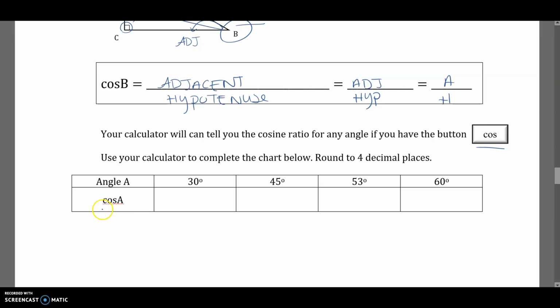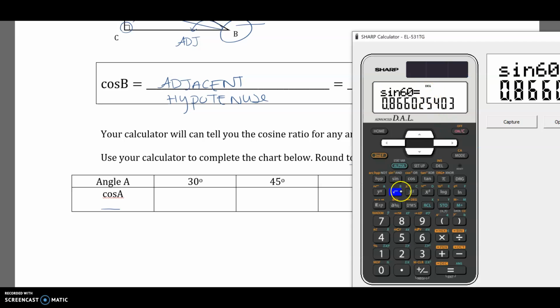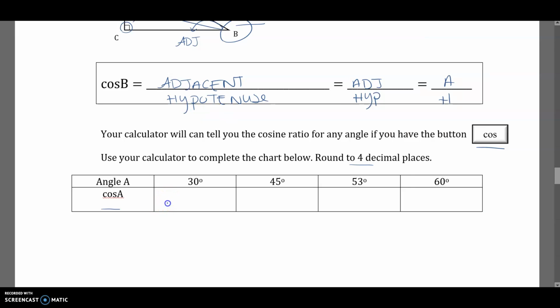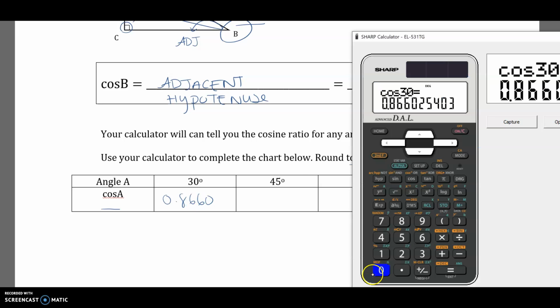So again, we'll find now the cos of these angles to 4 decimal places. On your calculator, make sure you're in degrees. Cos of 30 is 0.8660. Cos of 45 degrees is 0.7071.